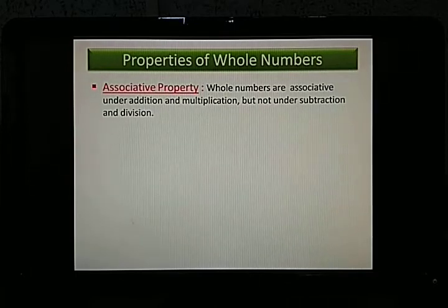Here also again the same thing. These properties are, you can say, a repetition: it always holds in the case of addition and multiplication, but not in the case of subtraction and division. In the associative property, the order has a particular form. If you consider three whole numbers a, b and c, then according to the associative property, a plus (b plus c) will be equal to (a plus b) plus c. This is the associative property order.